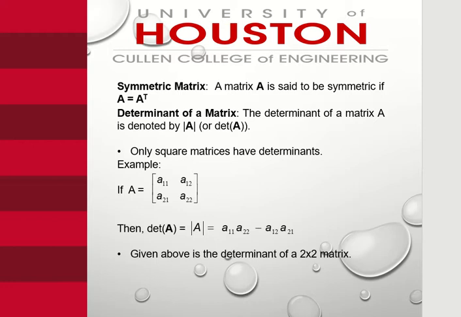The determinant of a matrix is denoted by det of A or with this symbol which looks like modulus. Only square matrices are said to have determinants. So if we have this 2 by 2 matrix A whose elements are like this, then the determinant of A can be calculated like this.